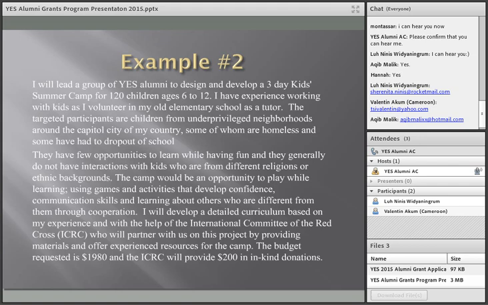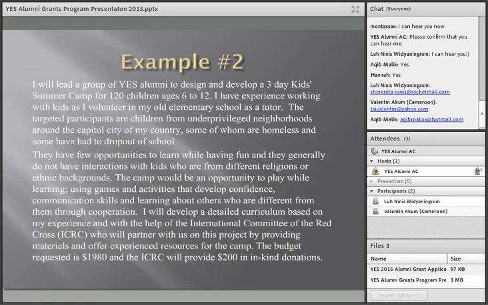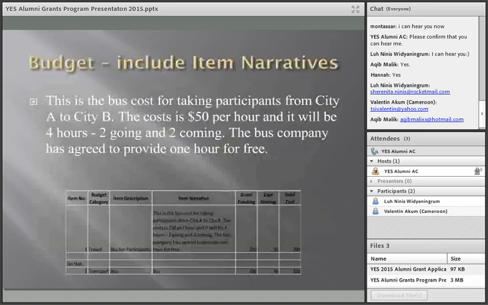And the budget is $1,980. And in addition to that, the Red Cross will provide $200 for in-kind donations. So you can see, if you read that project, this example, if I read it, we're really clear. If we read example 1, going back to example 1, it's not so clear. So this is what we look for, a really clear project summary.